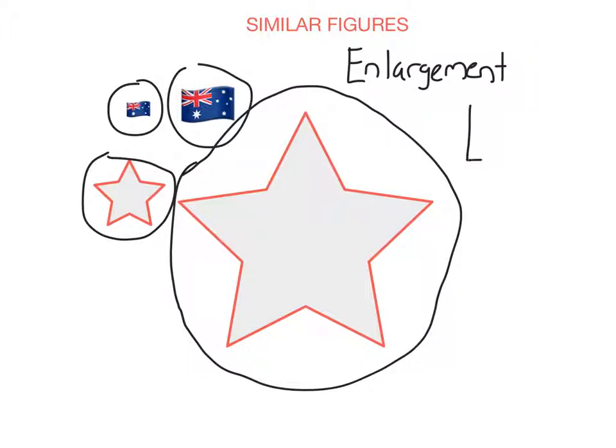So for example, this triangle that I draw here is not a similar figure to this triangle. They're both triangles, of course, but they're sort of like different shapes. They have a different arrangement of their sides. So these two are not similar figures, even though they're both triangles.